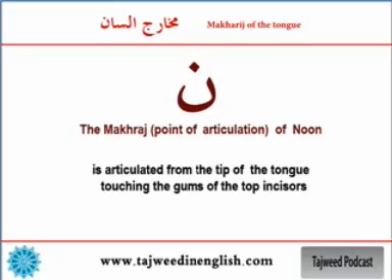And today we are going to take a look at the Makhraj of the letter Noon. The letter Noon is slightly underneath the Makhraj of the Lam. The Makhraj of the Noon is articulated from the tip of the tongue while touching the gums of the top incisors. So it does not take the sides of the tongue as the Lam does, but it takes the tip of the tongue.